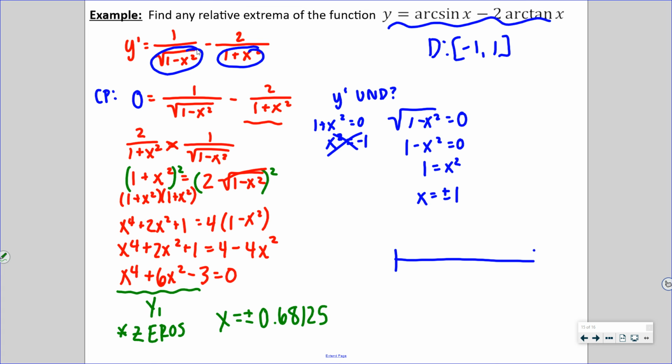So here's what my sine chart would look like. It's going to start at -1, and it can't go higher than 1. And then we have these 2 zeros. I'm just going to do this. That -0.61 and then positive 0.61.